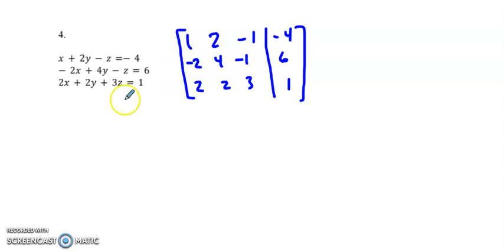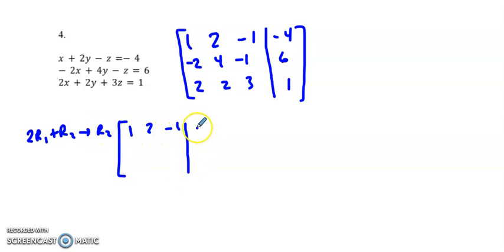I need to make this into a 0. So what I'll do is I will multiply row 1 by 2 and add that to row 2 and replace row 2. So remember, since I'm only replacing row 2, my row 1 stays the same, and then I do twice row 1, so 2 plus -2 is 0. 2 plus 2 is 4, plus 4 is 8. 2 times -1 is -2, plus -1 is -3. 2 times -4 is -8. -8 plus 6 is -2. And then my third row stays the same.